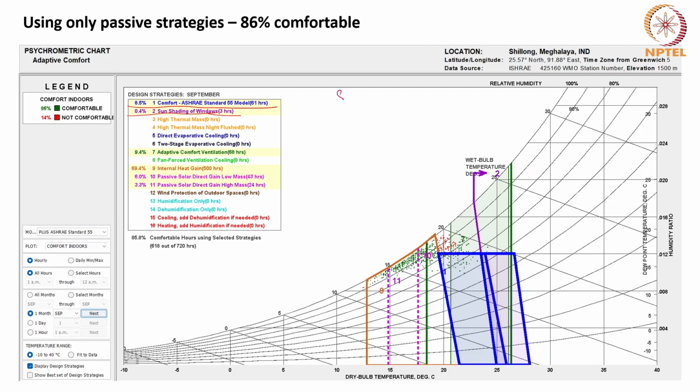So in September, it shows that you do not require to shade the windows too much, because by doing so only 3 hours can become comfortable. September in Shillong, representative of cold climate.